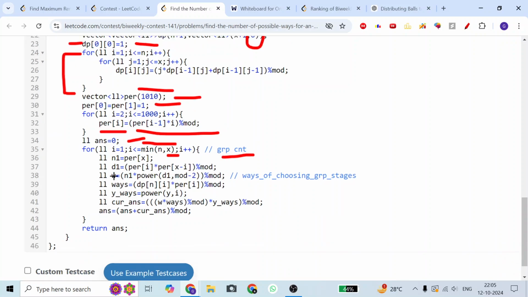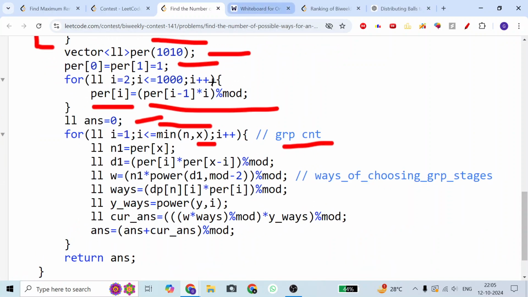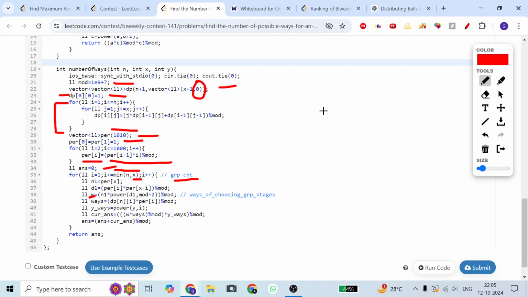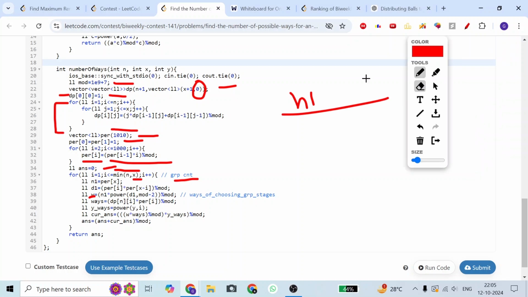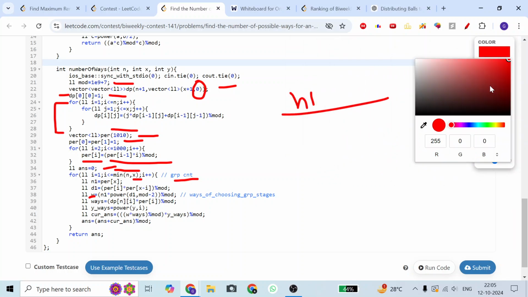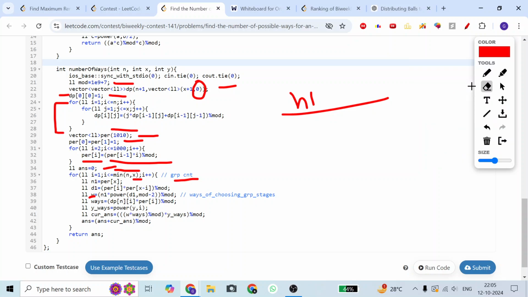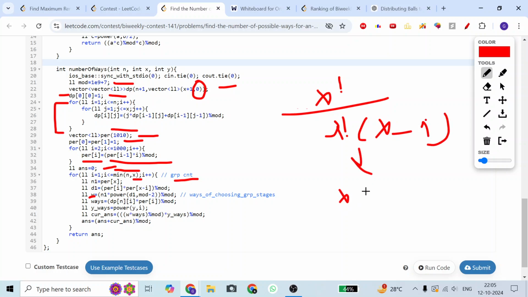Why do I take n1? I need to find my w. Let's calculate everything and let me give you an example. What is my n1? This is basically x factorial, and d1 is i factorial into (x minus i) factorial. This is nothing but xCi.